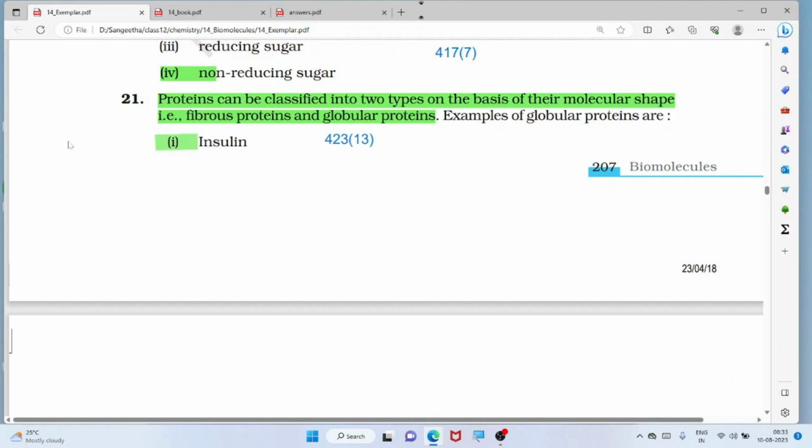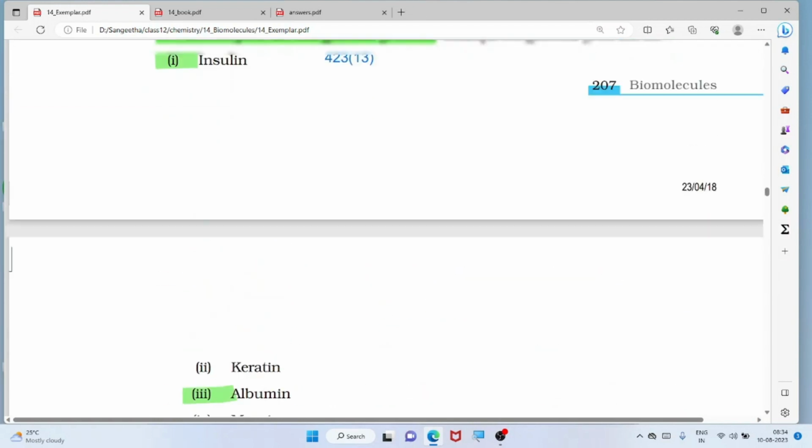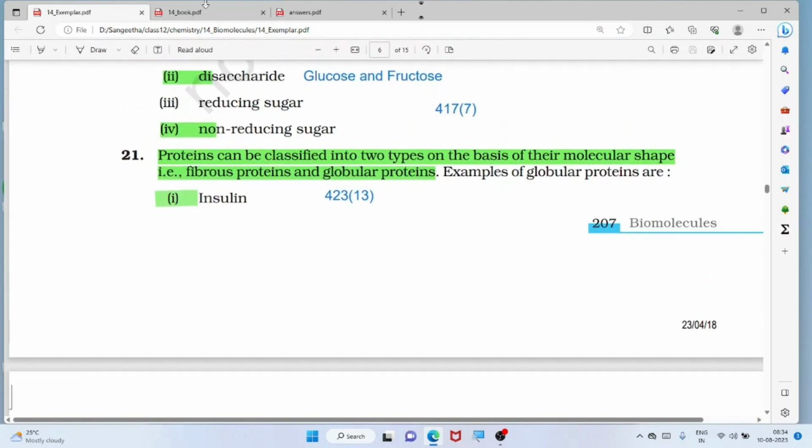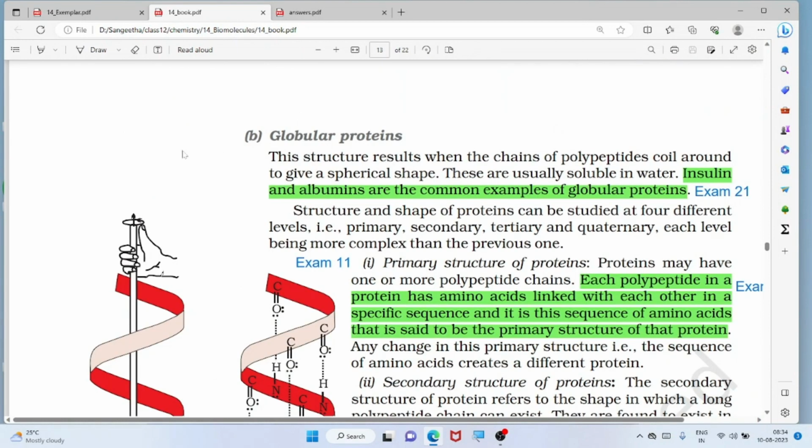Proteins can be classified into two types on the basis of their molecular shape: fibrous and globular proteins. Examples of globular proteins are insulin and albumin. These are the common examples of globular proteins.